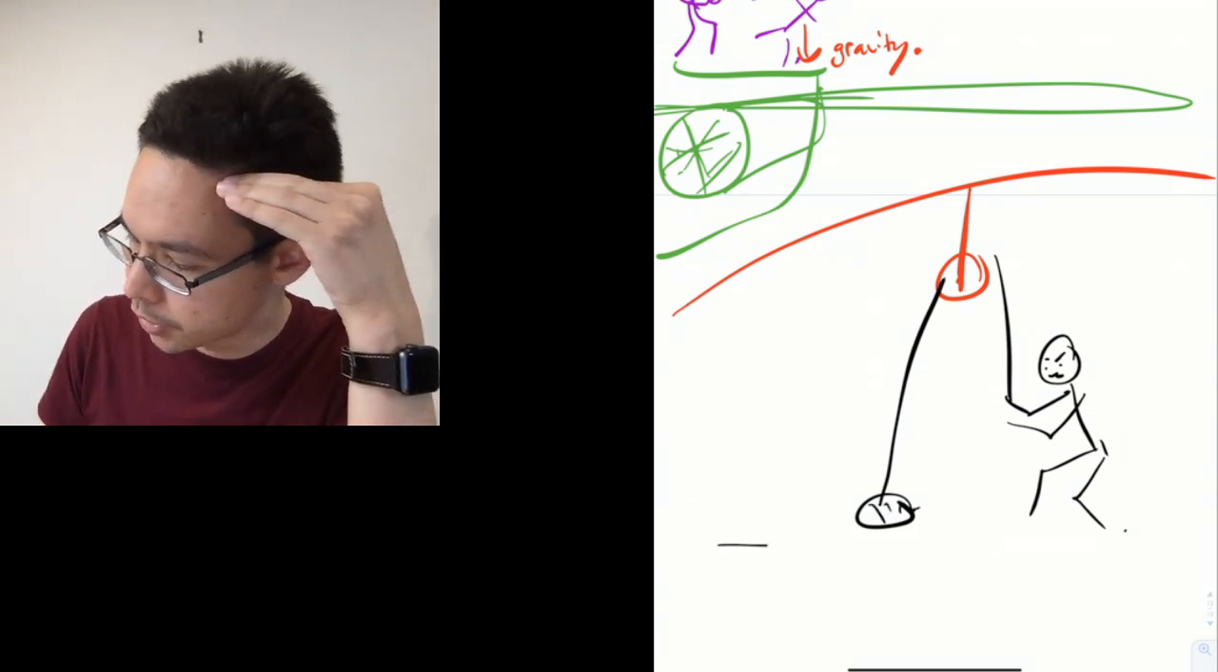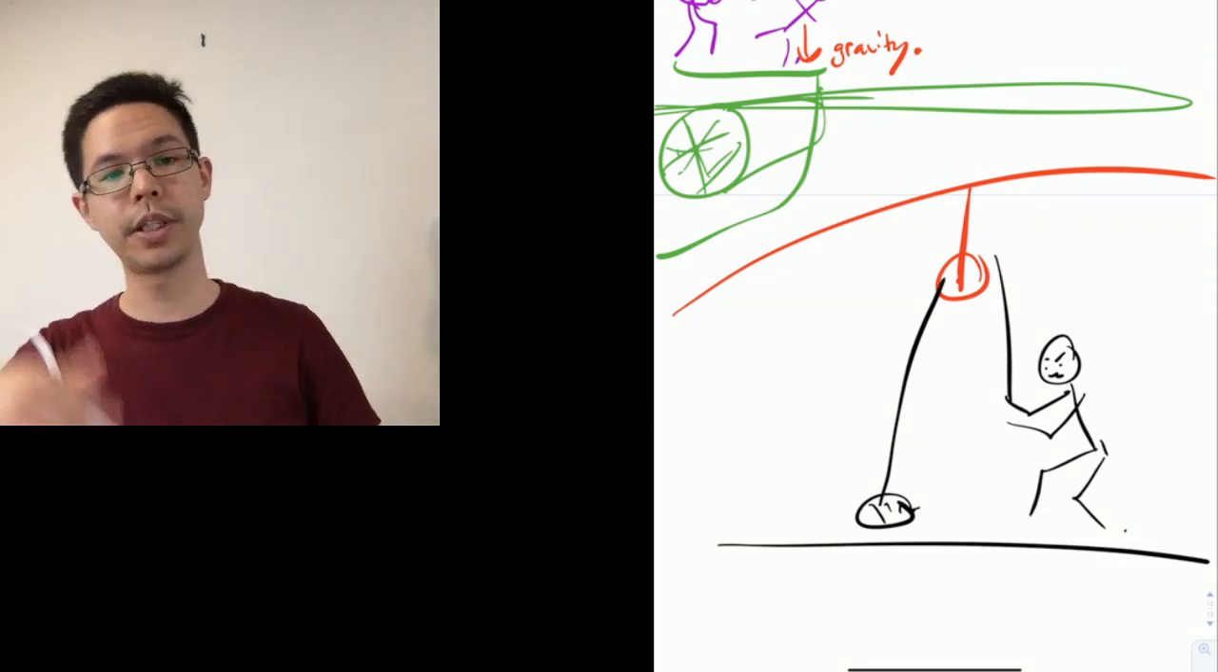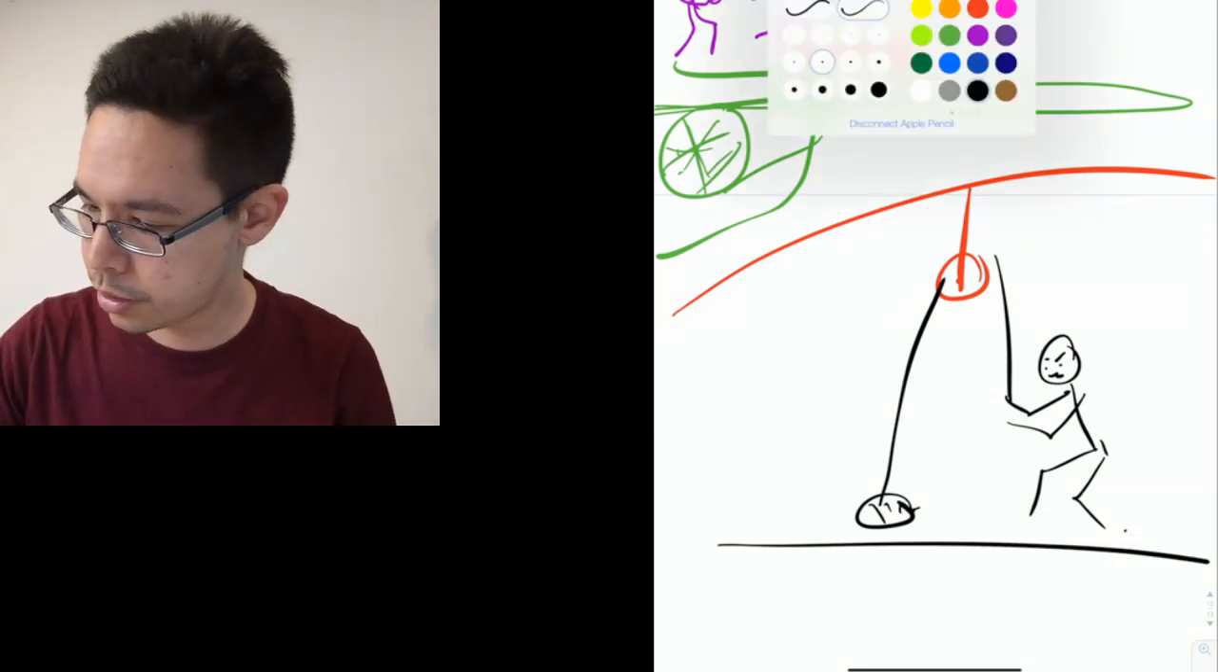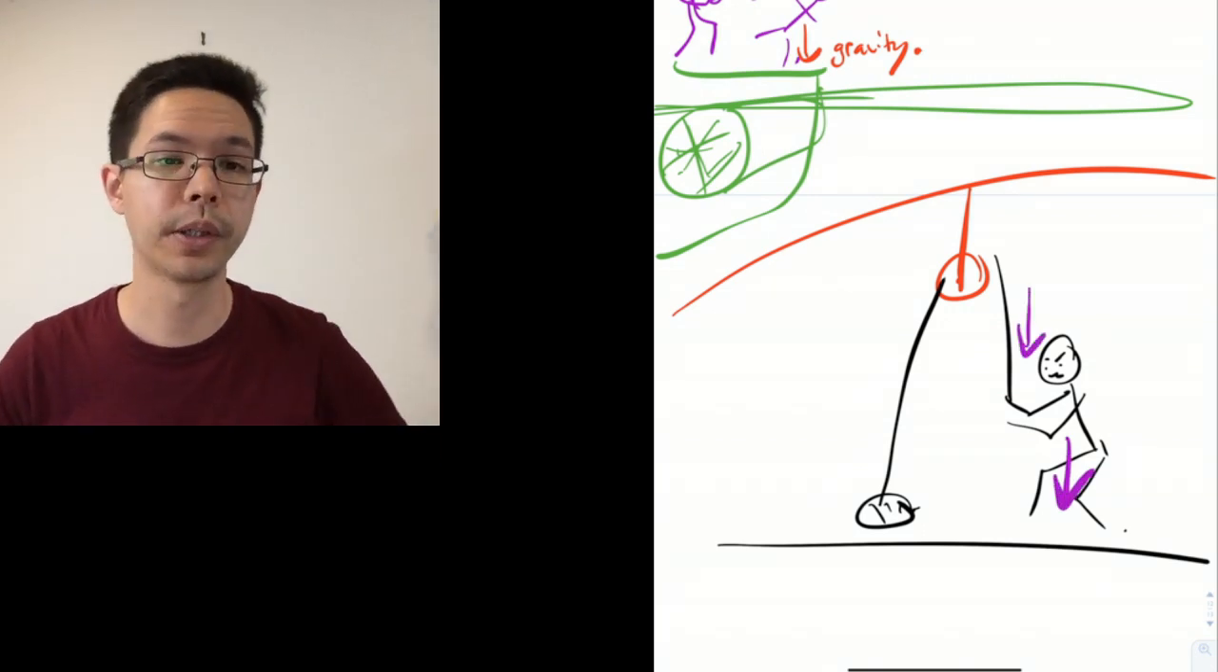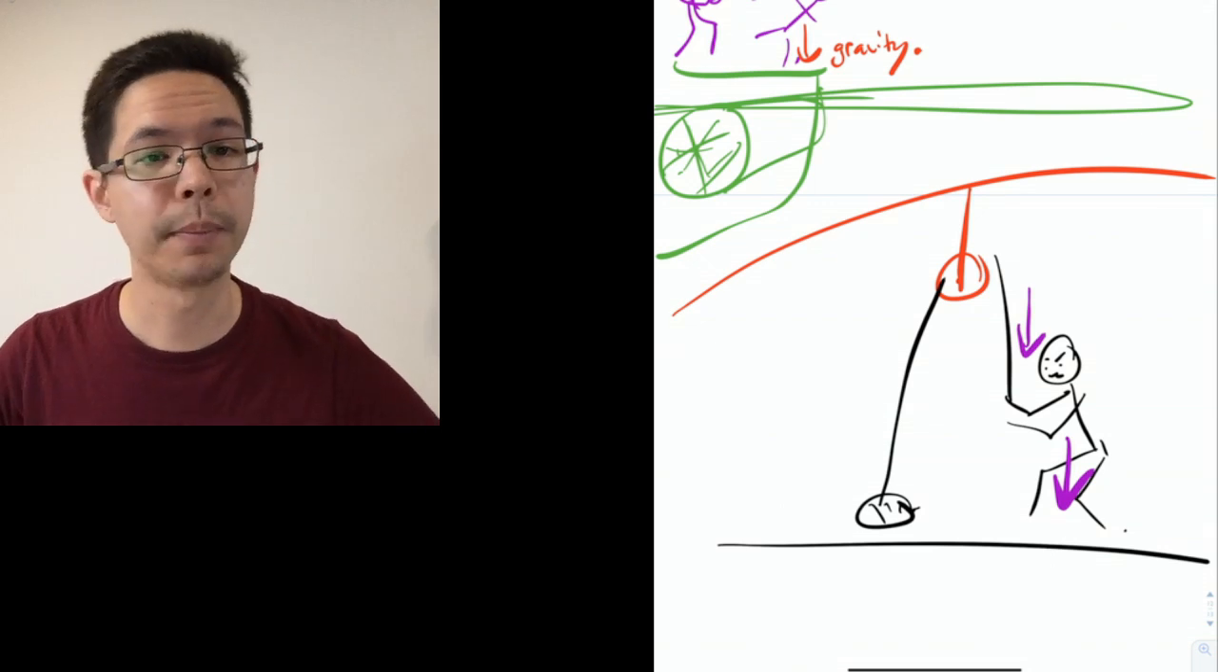Now I might not be strong enough to lift up the loaf of bread directly, but if I use this type of pulley here, I can actually use my own weight along with my arms to pull on that rope, and that makes the job easier.